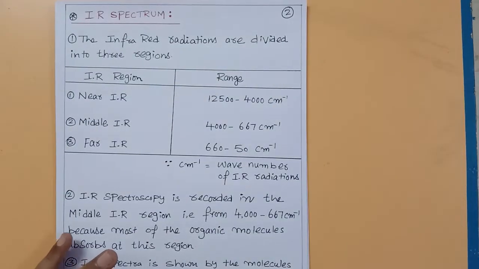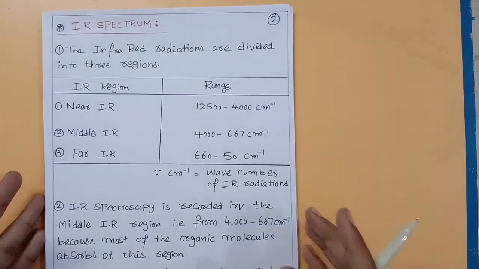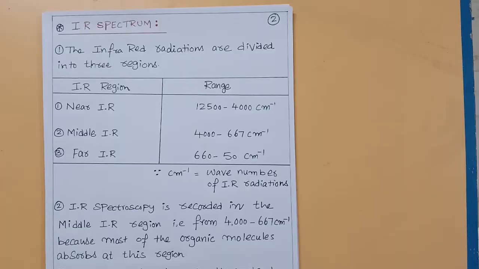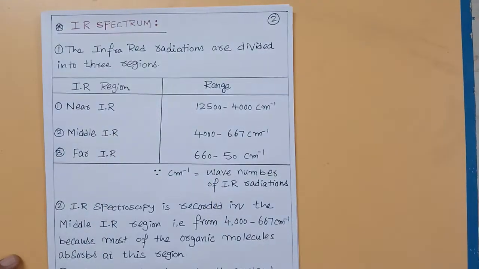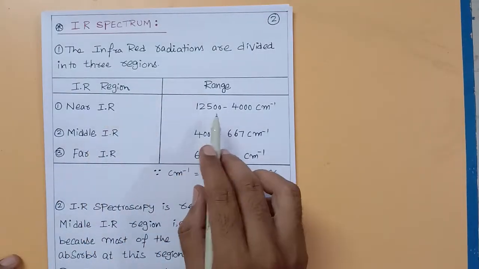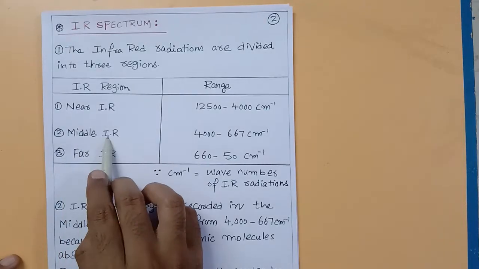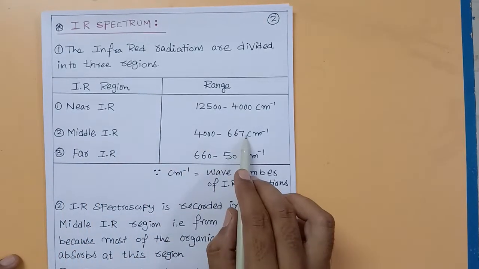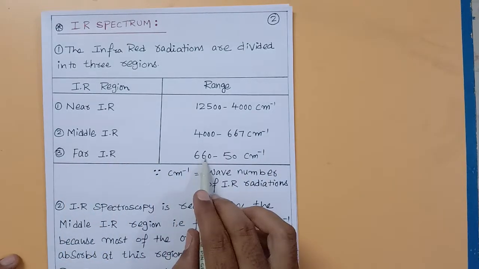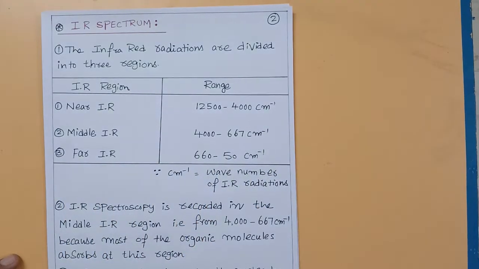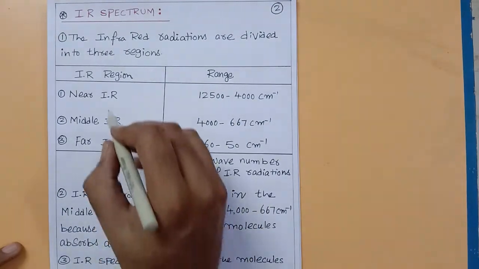Then IR spectrum. Infrared radiations are divided into three regions. They are near IR, middle IR, far IR. Near IR region ranges from 12,500 to 4,000 centimeter inverse. Middle IR region ranges from 4,000 to 667 centimeter inverse. Far IR ranges from 660 to 50 centimeter inverse. Here centimeter inverse is the wave number of IR radiation.